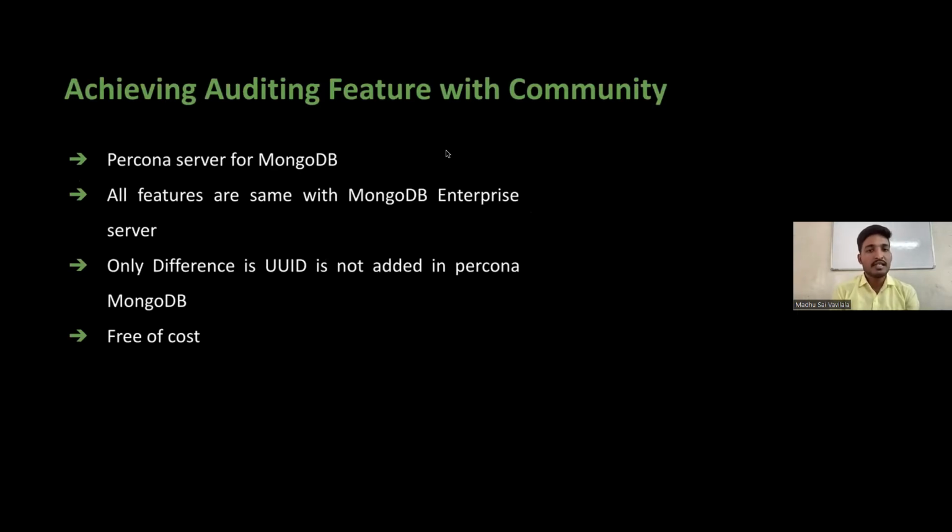As I said previously, this feature is available in the Enterprise version and Atlas version, but Percona MongoDB provides this feature in the community version itself at no cost. The only difference is UUID is not added in the Percona MongoDB server auditing message structure. Let's see the configuration steps and how it will perform with a demo.